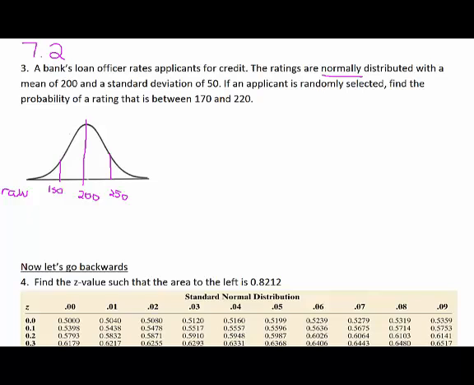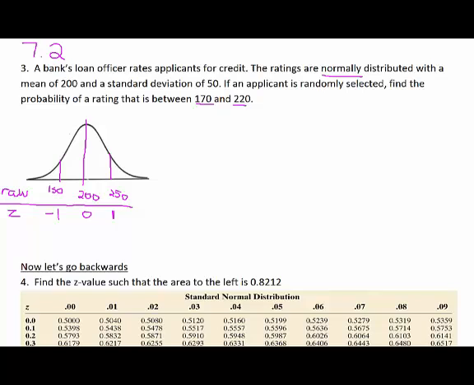Okay, so now there's my raw data. Now I'm going to do my z data. That's 0, that's 1, that's -1. Okay, so it says if an applicant is randomly selected, find the probability of a rating between these two.